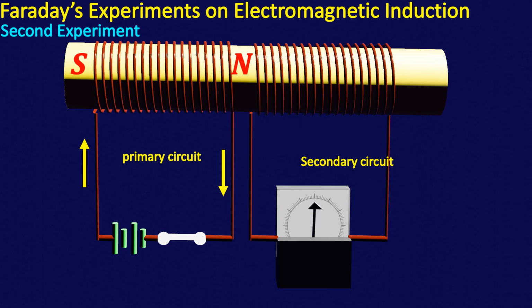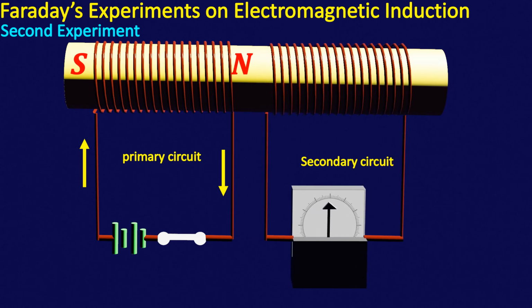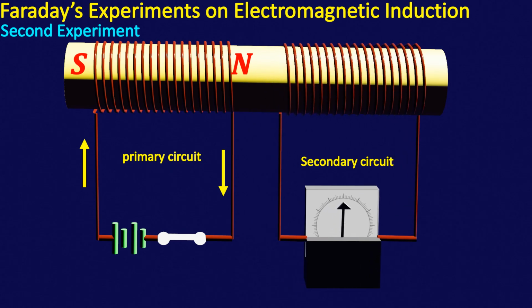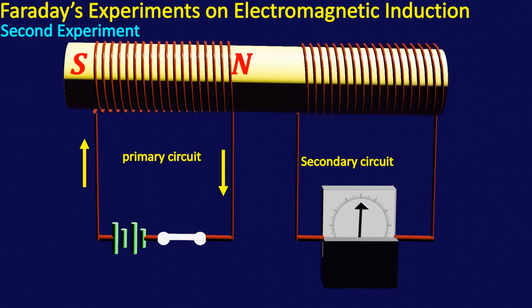When Faraday moved the secondary circuit away from the primary circuit, this time also the galvanometer showed a momentary deflection, but this time it showed a deflection towards the left side, that is opposite to the previous one. What does it mean? Again it means current is induced in the secondary coil. In this way, he found another method to induce a current in the coil.